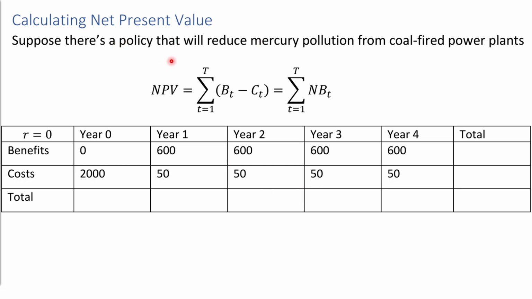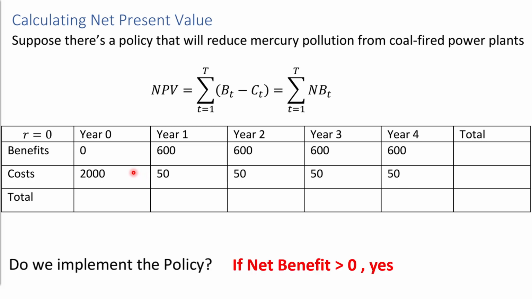Now, here I have an example. There's a policy that will reduce mercury poisoning from coal-fired power plants. Now imagine a scrubber being installed. And here, the first year that it is installed, there is no benefit. However, every year after that, there's $600 worth of benefit annually. The fixed cost is upfront, $2,000. And once the scrubber is installed, there's a maintenance fee of $50 every year. Right. So the question is, do we implement this policy? Well, if the net benefit is greater than 0, then yes, we will implement the policy.